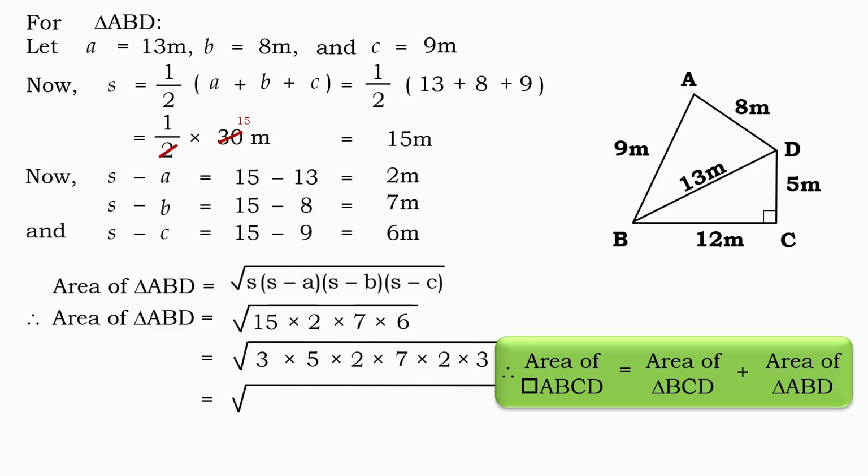So now take a group. We can take 2 as a group, 3 as a group, and 5 and 7 cannot be grouped. So 2 and 3 will come out and 5 and 7 will remain inside the square root. So it will become 6 root 35. Now we need to find the value of square root of 35.